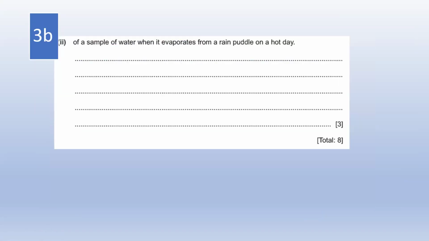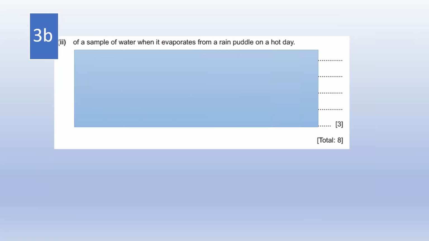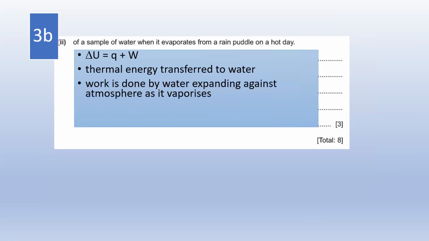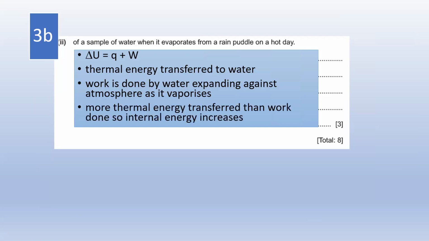A sample of water evaporates from a rain puddle on a hot day. There's the first law. Thermal energy is transferred to the water. To evaporate, you must have thermal energy given to the water. Work is done by the water expanding against atmospheric pressure. That's work done. More thermal energy is transferred than work done, so internal energy increases. So we are just doing that one there, and energy transfer to the water, outside the environment.